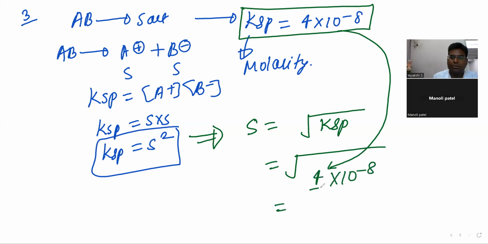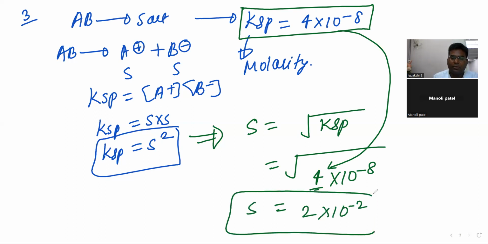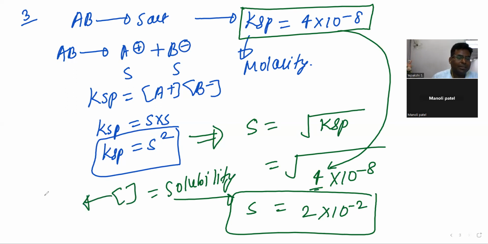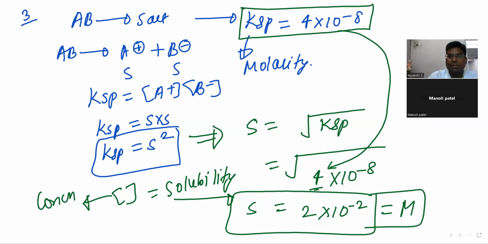Now take the square root. The square root of 4 is 2 and the square root of 10 raised to minus 8 is 10 raised to minus 4. So this is S, and S is your solubility. Solubility is also called concentration, so it is also represented in the form of concentration. So this value we have got, right? So the molarity will be 2 into 10 raised to minus 4. So this will be the answer.